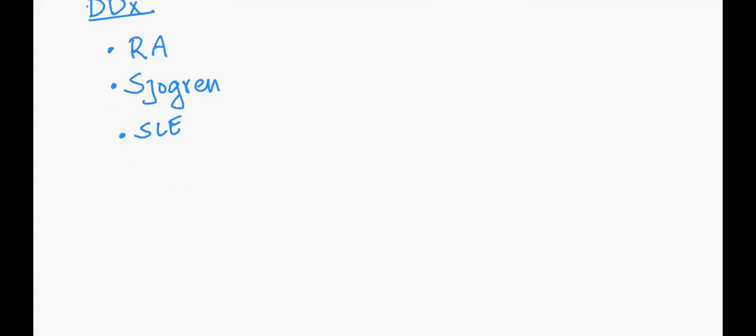Now, what are the other conditions that can have a positive rheumatoid factor? You have a few diseases specific to organs, such as in the heart, if you have infective endocarditis, then it can lead to a positive rheumatoid factor. If you have primary biliary cholangitis or primary biliary cirrhosis, PBC, this can lead to a positive rheumatoid factor.